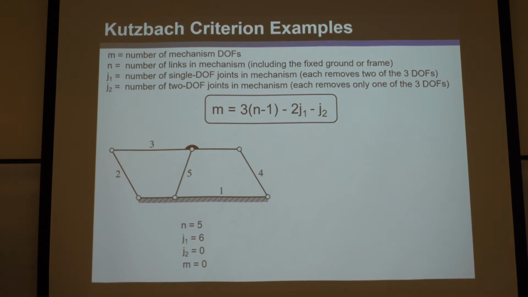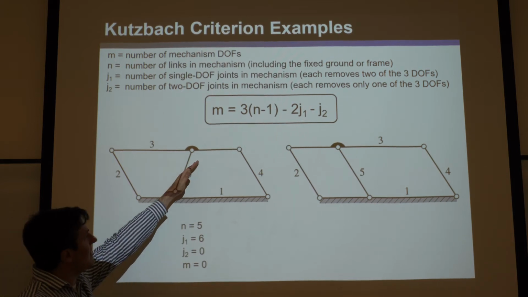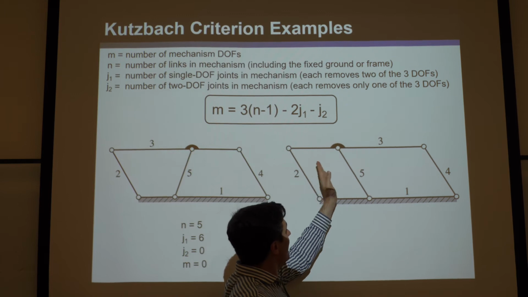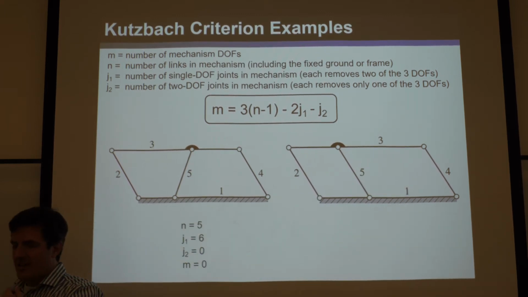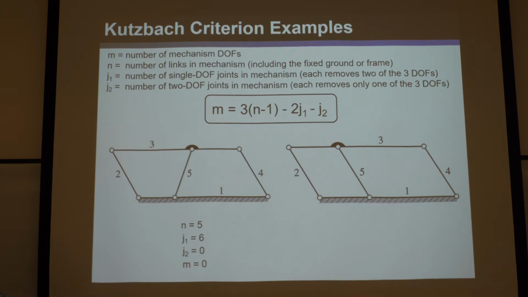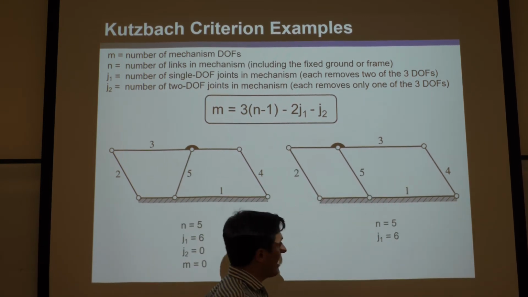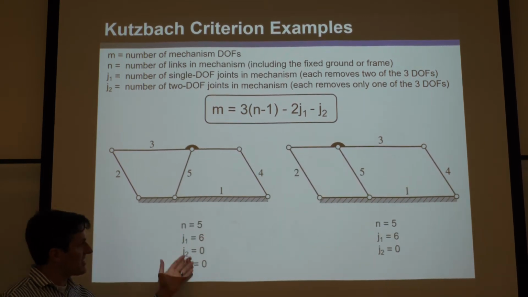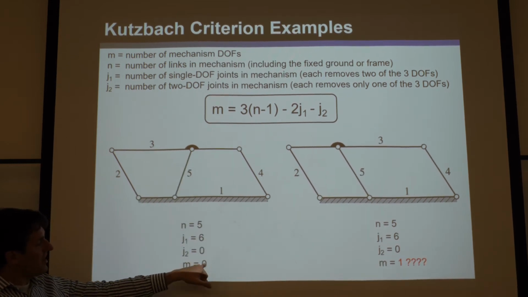Okay, but let's do something really weird here. What if we just change the mechanism slightly by angling 5 so that it's parallel and the same length as 2 and 4? Now you ask yourself, how many links are there? Well, n is still 5. And how many J1s are there? Well, there's still just 6. 1, 2, 3, 4, 5, 6. And how many J2s are there? There's still 0, so it's the same thing.